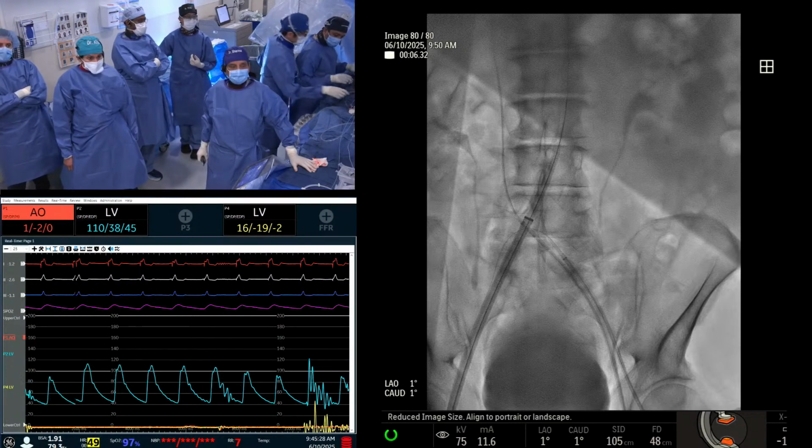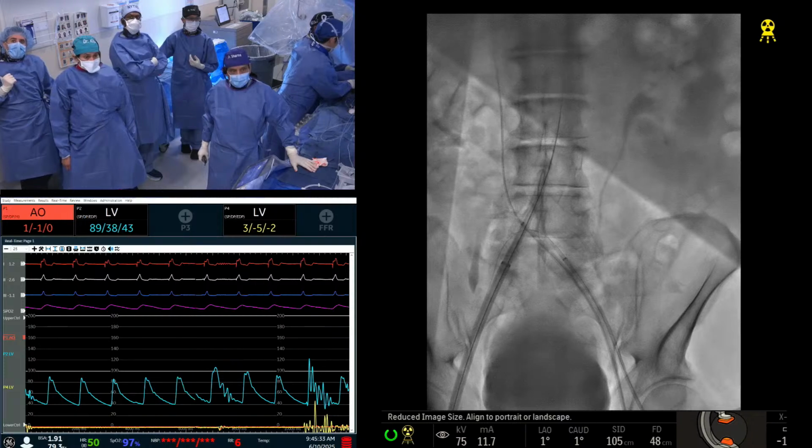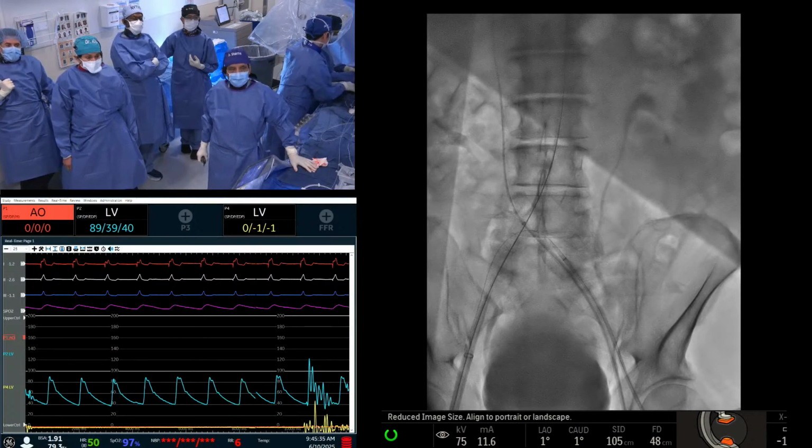Also, these patients have AI to begin with. Beautiful. Yeah, good point. All right.